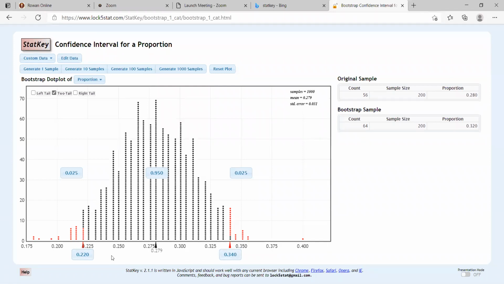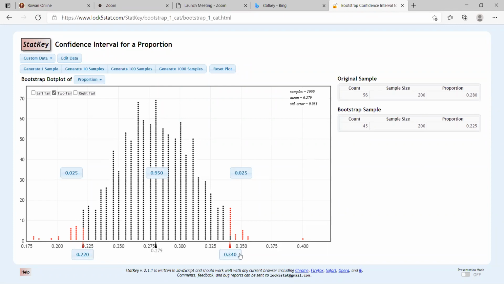We're building it using this bootstrapping procedure. The computer's doing all the work for you. The only thing you have to do is understand what you're looking at. These are, again, 1,000 samples of size 200. And we believe with 95% confidence that the true population proportion is in between these two values down here.